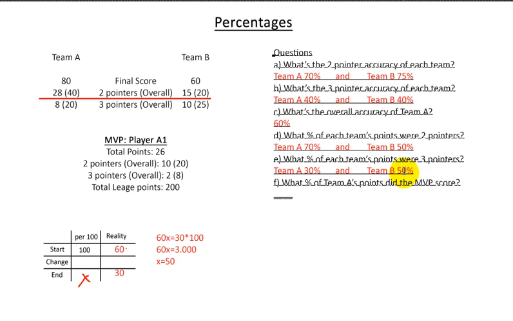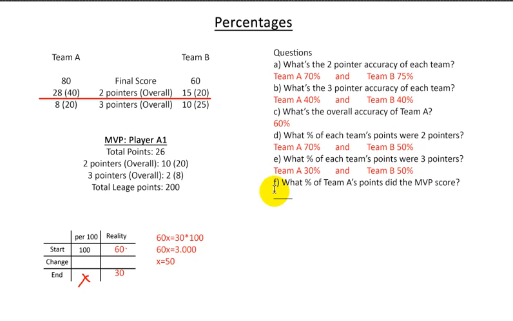And for team B, they got 50% out of 2-pointers and 50% out of 3-pointers, meaning they had half and half, basically, because 50% is half, because 50 is half of 100.